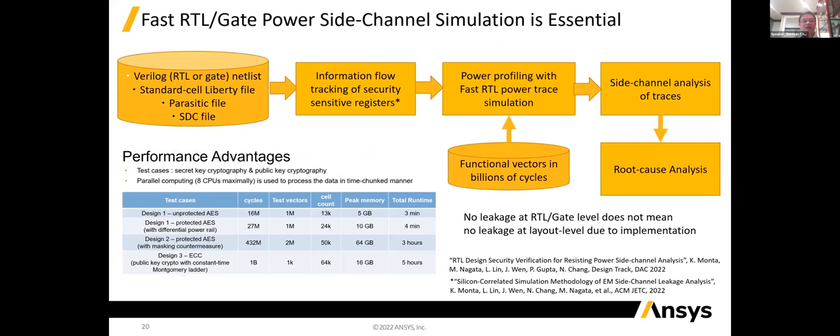We have a tool called RTL and gate-level side channel that we just came out with. With it we can run 1 billion vectors for the AES encryption or other kinds of post-quantum security protocols. Then we can identify the security-sensitive assets, and we can also run root cause analysis for the potential problems, so they can fix those problems.